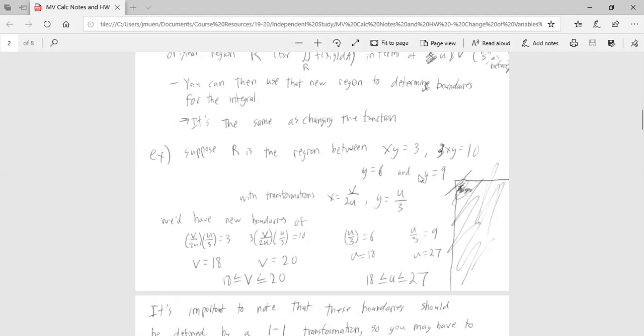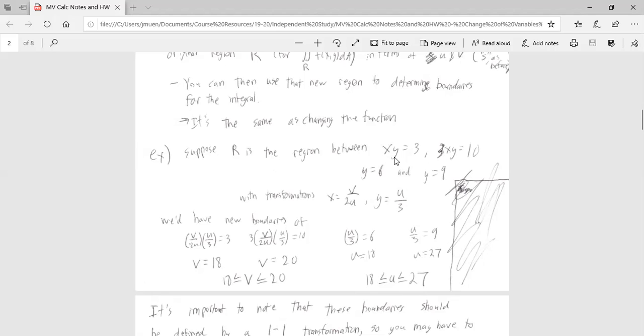So here, if we plug these in, we're going to get new boundaries of v over 2u times u over 3 equals 3, which gives v equals 18. Everything else cancels. We get 3 times v over 2u times u over 3 equals 10, which is v equals 20. So v is between 18 and 20. We get u over 3 equals 6, so u is 18. We get u over 3 equals 9, so u is 27. So u is between 18 and 27.